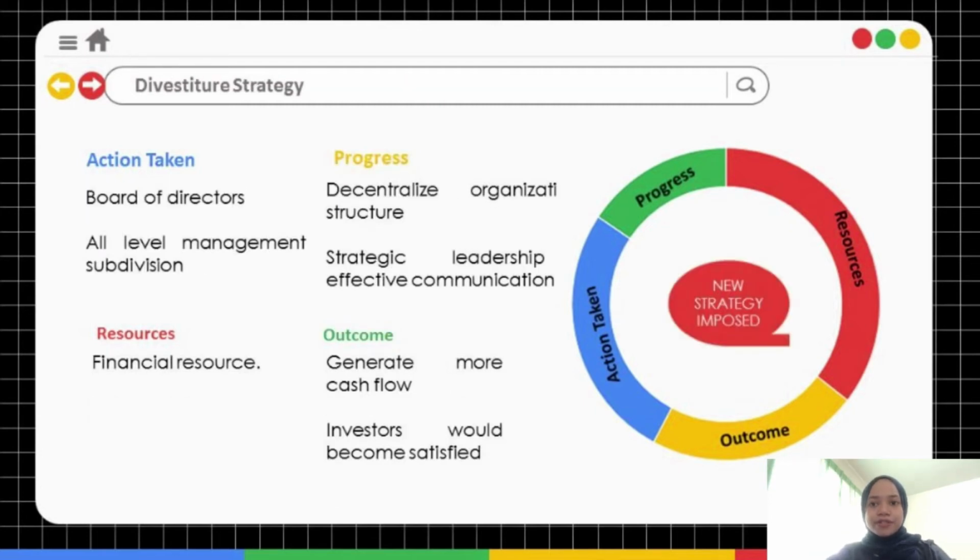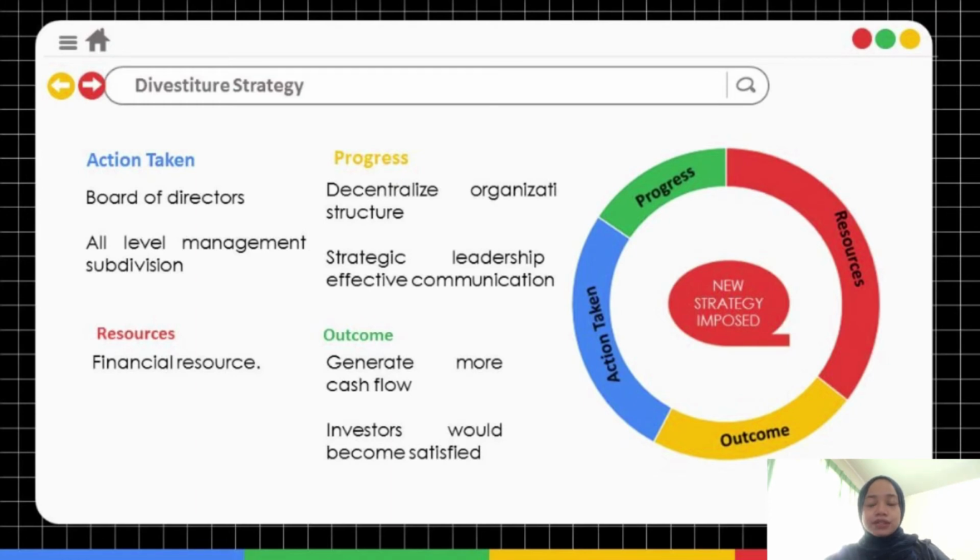Moving on to the divestiture strategy. The action taken involves the board of directors and all-level management subdivisions. The board of directors of Alphabet Incorporated is responsible for identifying the method of divestiture and which subdivision shows less maximization of capital in generating revenue. Next, for the progress, Alphabet Incorporated will decentralize the organizational structure to ensure all-level employees are involved in decision making. Therefore, the elements of opaque and monolithic should be faded in the company.